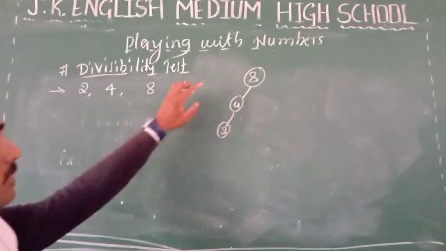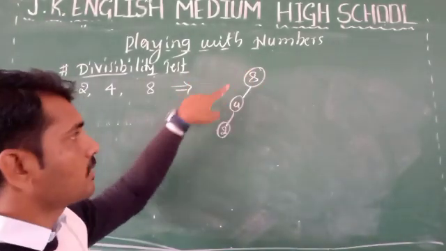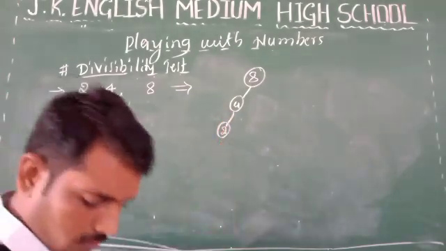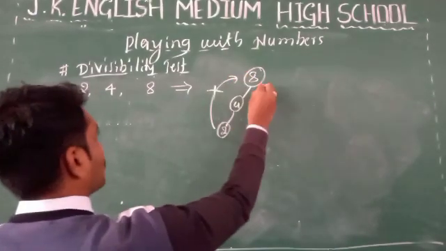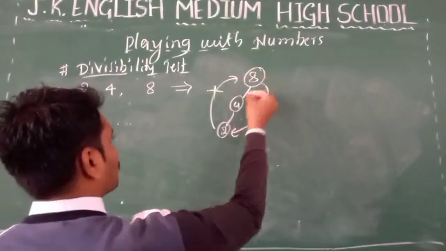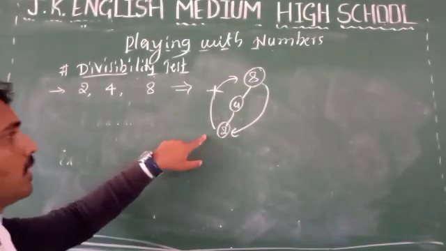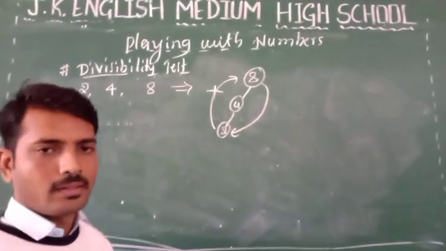8 is there. If a number is divisible by 8, then the same number is divisible by 4 and again by 2. But we will not take the reverse process. But only 8 to the 4 and 4 to the 2. In case a number is divisible by 2, the number should be more than 8.